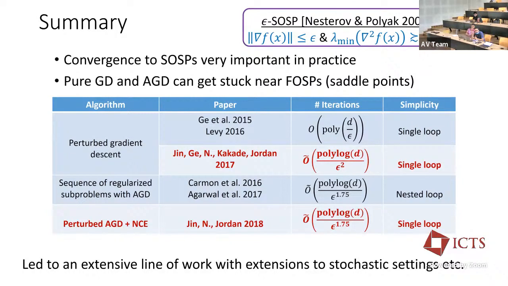So it can get stuck in a saddle. Let's say you start at a saddle point. Then gradient descent will not move from there, because there is no gradient. The gradient is equal to 0.